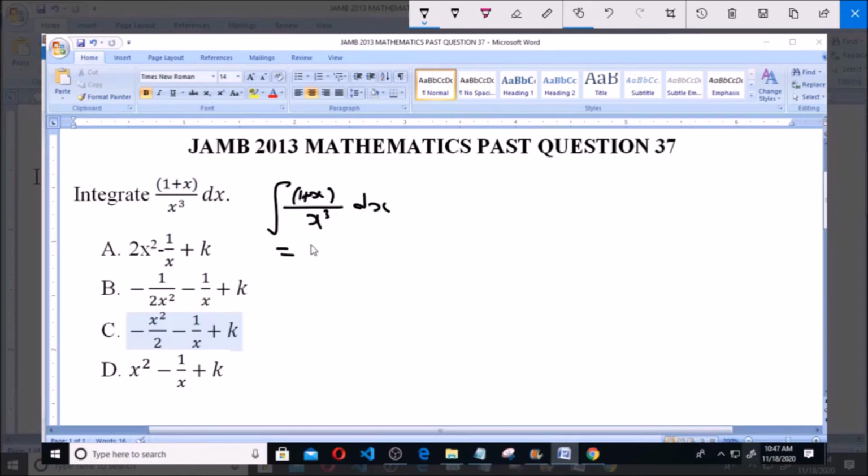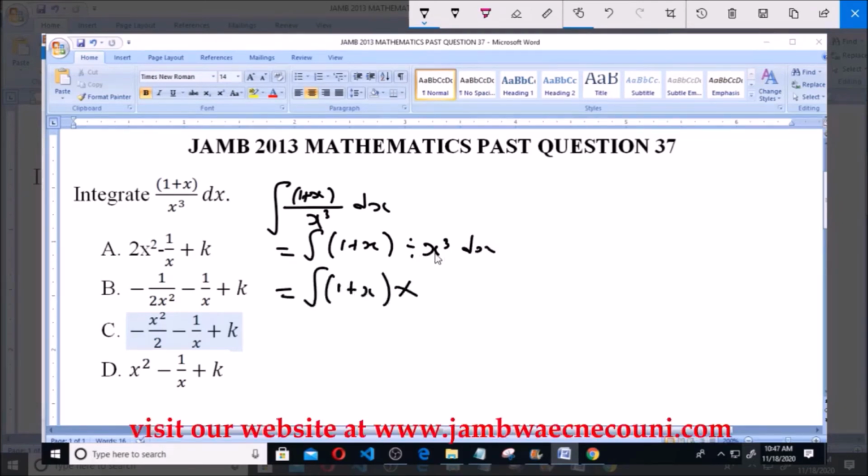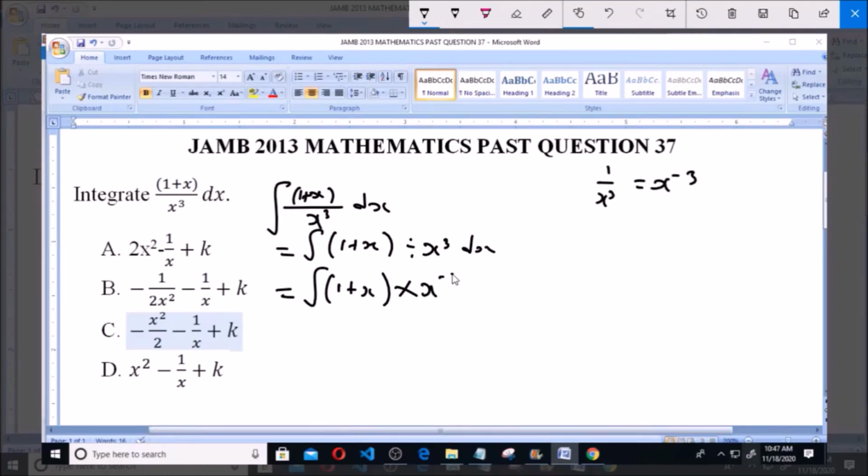Now this is equal to the integral of (1 plus x) divided by x cubed dx. Now this is equal to the integral of (1 plus x) multiplied by, dividing by x cubed simply means multiplying by 1 over x cubed, and 1 over x cubed is equal to x raised to the power of minus 3, so multiply by x raised to the power of minus 3 dx.